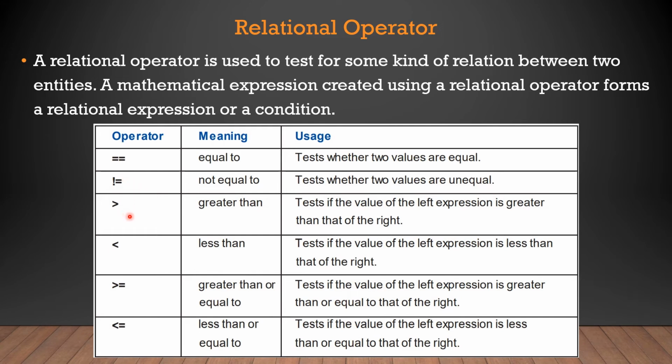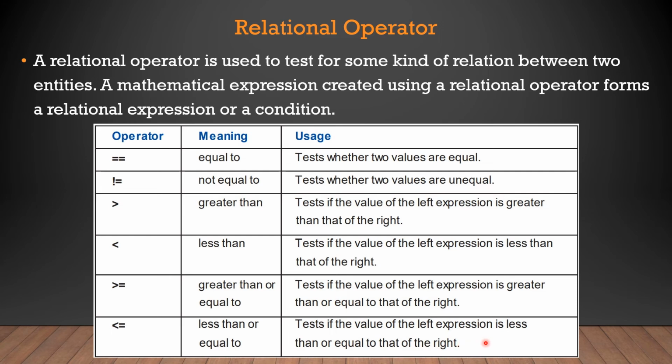Then is greater than, less than, greater than or equal to, less than or equal to. So all these operators are the operators which we have already studied. Let us discuss the last one. For example, test if the value of the left expression is less than or equal to that of the right. Means we were talking about two entities here. One will be right and one will be at left.